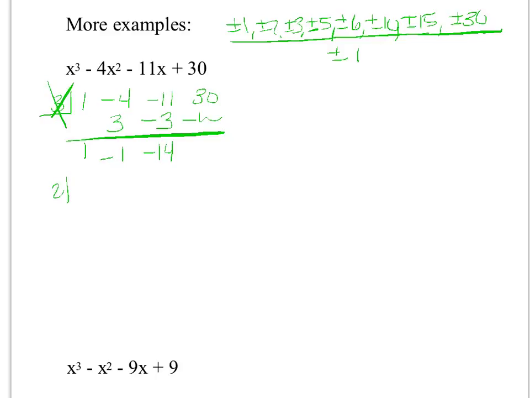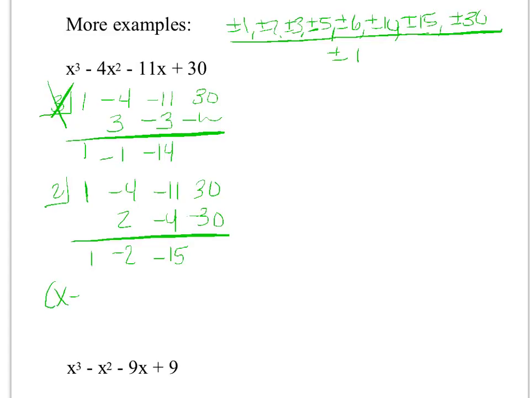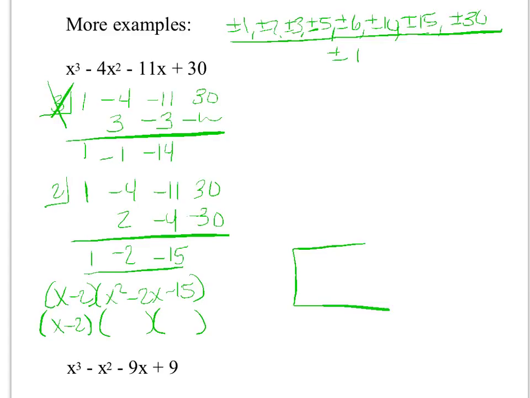Let's go down to 2. Let's just try 2. So 1, negative 4, negative 11, and 30. Drop the 1, get 2, negative 2. This is negative 15. 2 times negative 15 is negative 30. Ooh, that worked. Okay, so now what does this mean? This means that x minus 2 times my answer, x squared minus 2x minus 15, multiplies to give me back that polynomial.